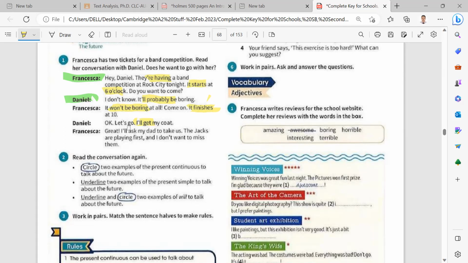Great. I'll ask my dad to take us. The Jacks are playing first. And I don't want to miss them.